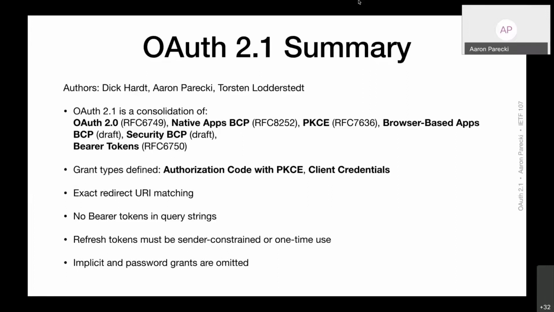It also defines a couple of other behaviors, such as exact redirect URI matching by the authorization server. The security BCP removes the use of bearer tokens in query strings. It has some tighter requirements around refresh tokens, and then these two legacy grants are omitted from the draft. So 2.1 is basically the collection of the current state of the art of OAuth 2 in the most secure way possible. It is explicitly not meant to define any new behavior, which was one of the original design goals we went into it with.